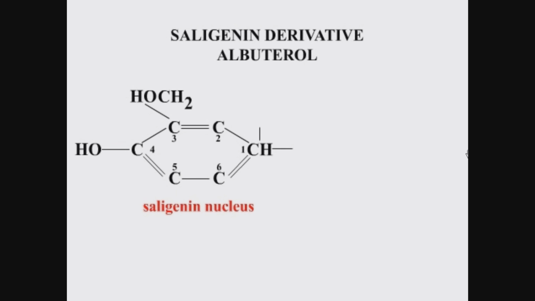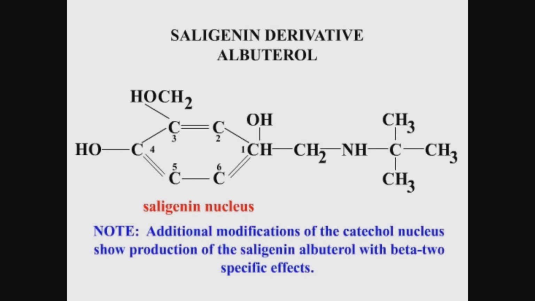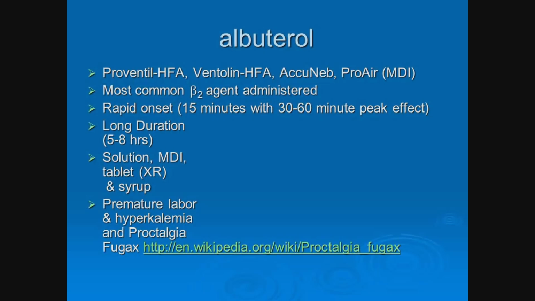So here was our change to our nucleus, and again our whole long chain changes also, which allowed for much longer duration of use. Albuterol, as you know, is the most common beta agonist administered, rapid onset, long duration. I'm not sure about 8 hours, but you can get up there. It's available as a solution for inhalation, as an MDI, as a tablet, as a syrup. Also can be used for premature labor, although not as effectively. Can be used for hyperkalemia.